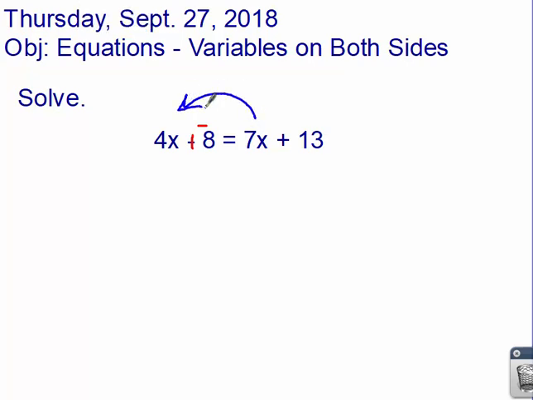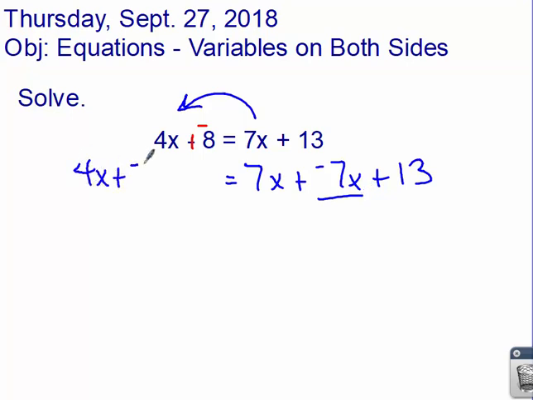Get the letters on one side. Most of the time we like the letters to be on the left. So we start at the equal sign, and I'm going to move the 7x to be with the 4x. So we do 7x plus negative 7x plus 13. So the negative 7x is the new thing that I need to put on the other side. So then 4x plus negative 8 plus the new thing that I added on the other side, which is the negative 7x. Now we can combine like terms.